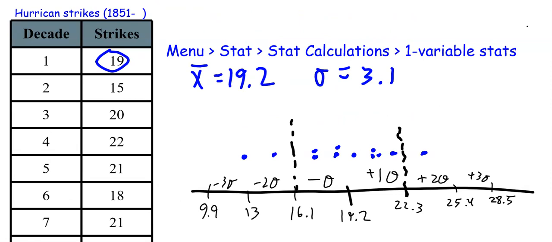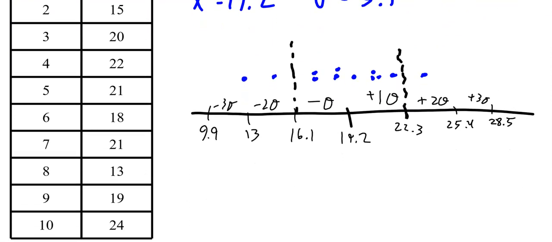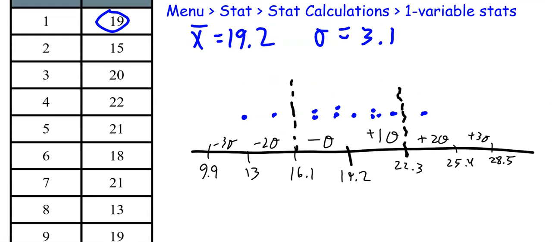Did I put too many strikes on here? I think I did. There should only be a couple 18s. Let me redo those for a second here. So 19 was that one, 15 is this one, 20. Sorry, let me get this about right here, so I'm working with the correct data. 22 is right about there. 21, we're going to call it that one. 13 is that one.